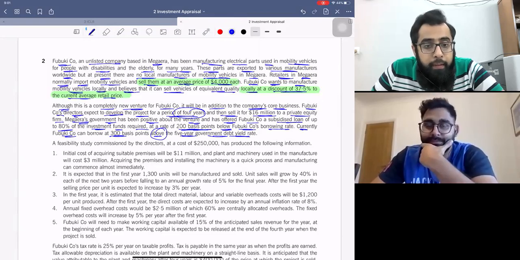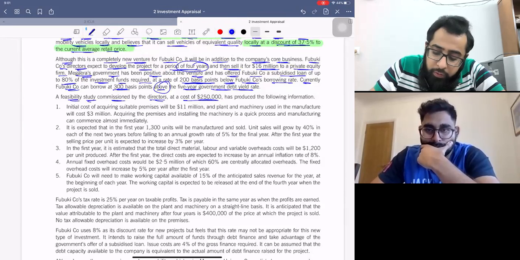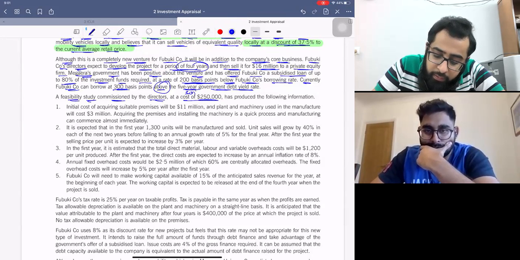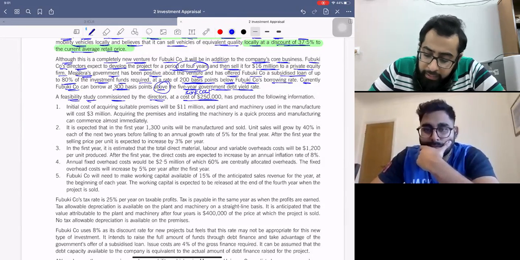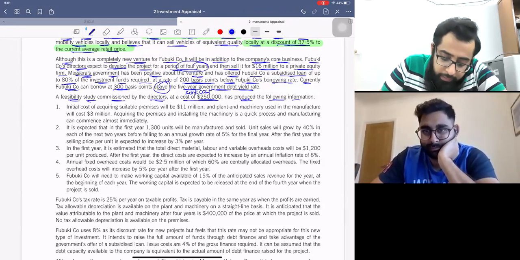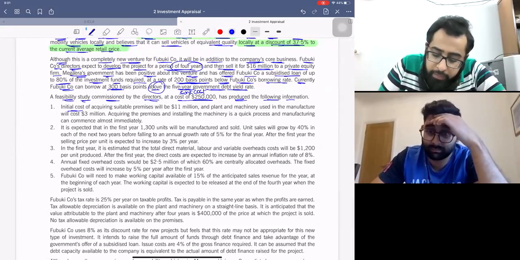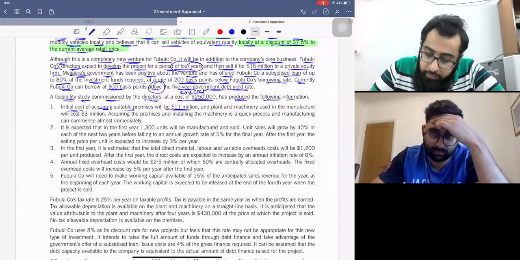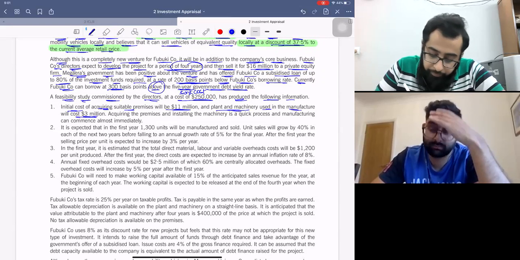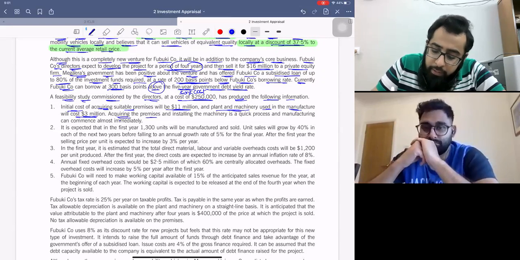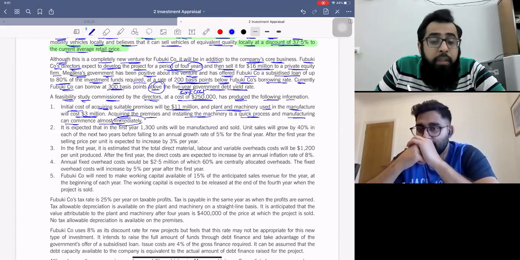Now, a feasibility study commissioned by the directors at a cost of $250,000. Now it is a sunk cost. You did the feasibility study, but now it's sunk. It has produced the following information. Initial cost of acquiring suitable premises will be $11 million, and plant and machinery used in manufacture will cost $3 million. Acquiring the premises and installing the machinery is a quick process, and manufacturing can commence almost immediately.